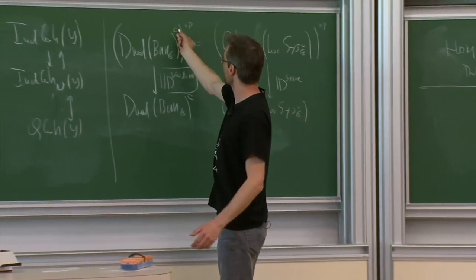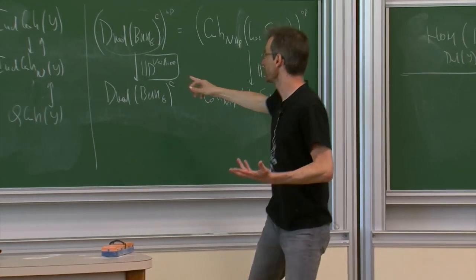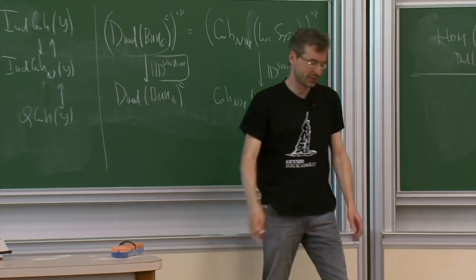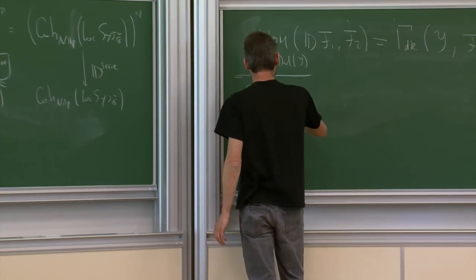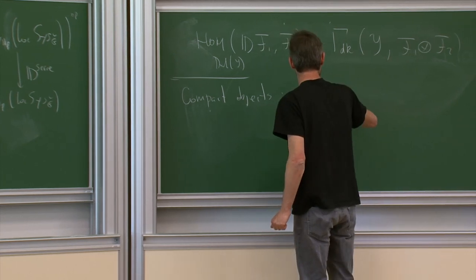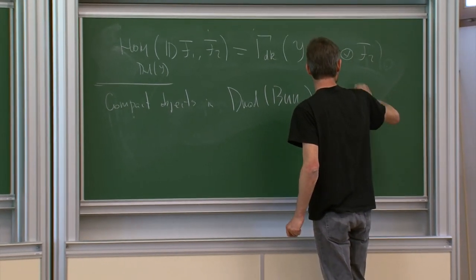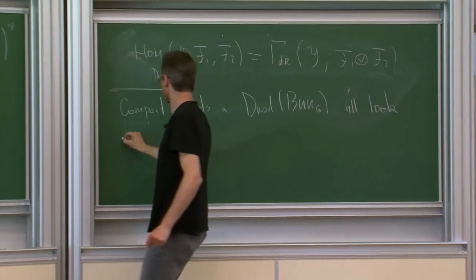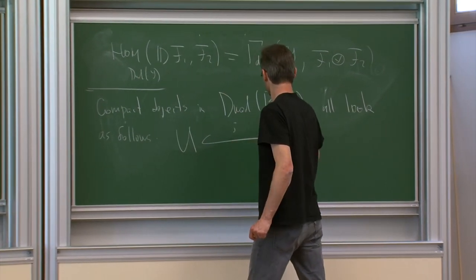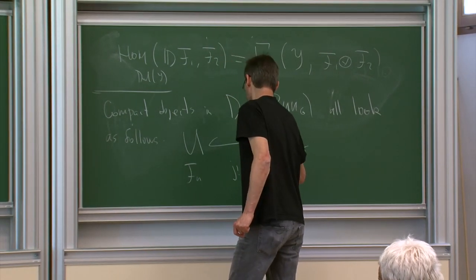Let me describe how compact objects on Bun_G look like. Here we're really getting into analysis. The problem is Bun_G is not quasi-compact. We know it from automorphic forms, the fundamental domain. So compact objects in D-mod(Bun_G) look as follows: you take a quasi-compact open, call it U, you take a compact object on U and shriek extend.